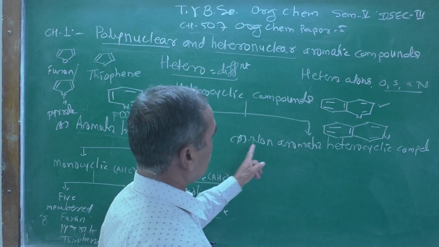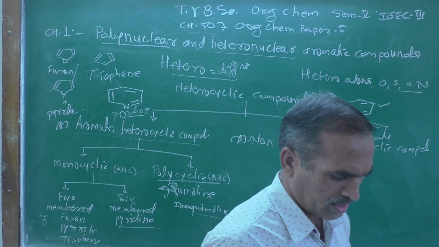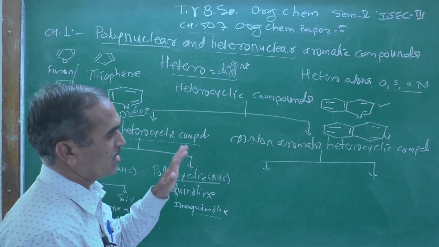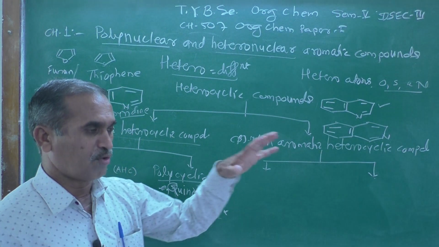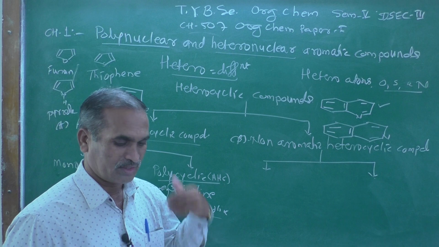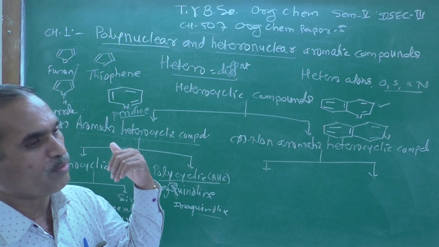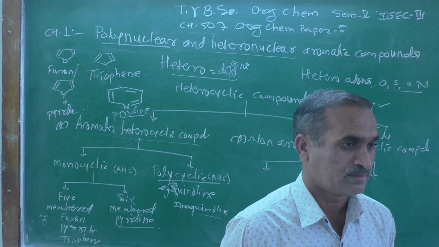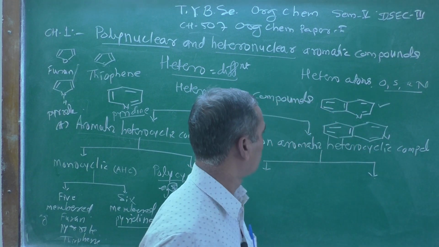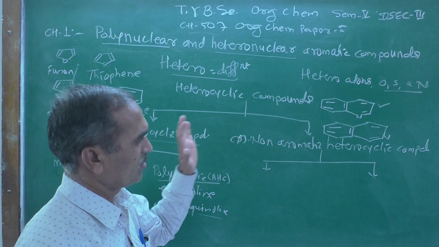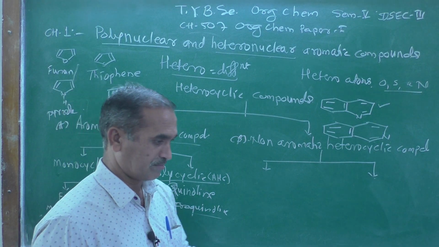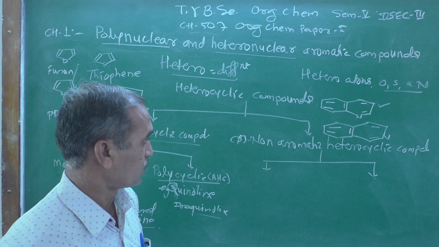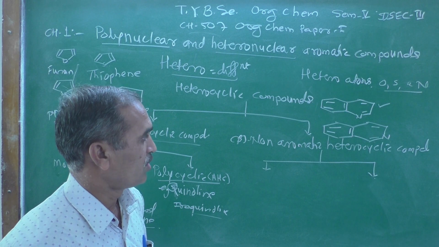But let us see here non-aromatic heterocyclic compounds. Non-aromatic heterocyclic compounds do not obey Huckel's rule. Those that obey Huckel's rule, fulfilling the aromatic character, are generally called aromatic, and those that do not obey that rule you can call non-aromatic heterocyclic compounds. A 4n pi electron system is known as non-aromatic. You remember, non-aromatic and anti-aromatic are different. Non-aromatic means they are not fulfilling Huckel's rule, and that type of compound is called a non-aromatic heterocyclic compound.